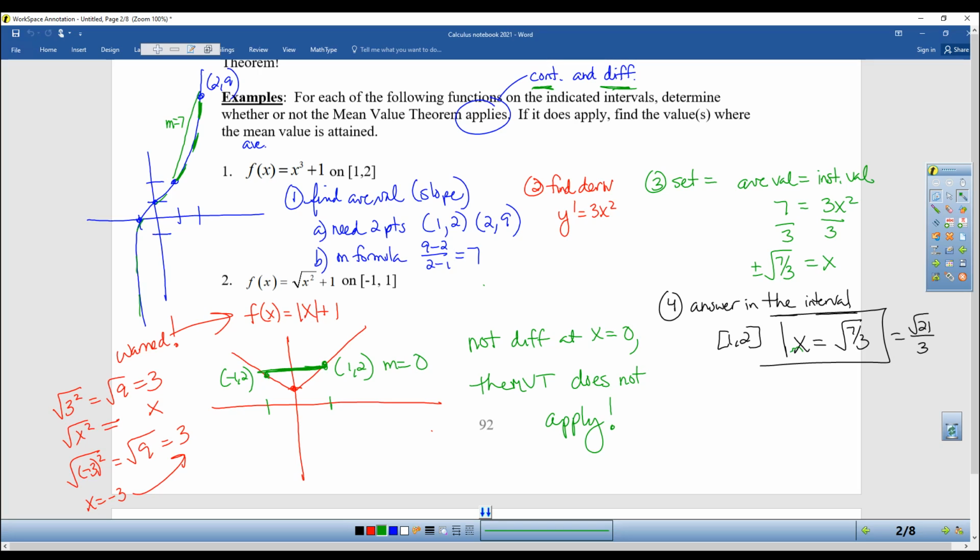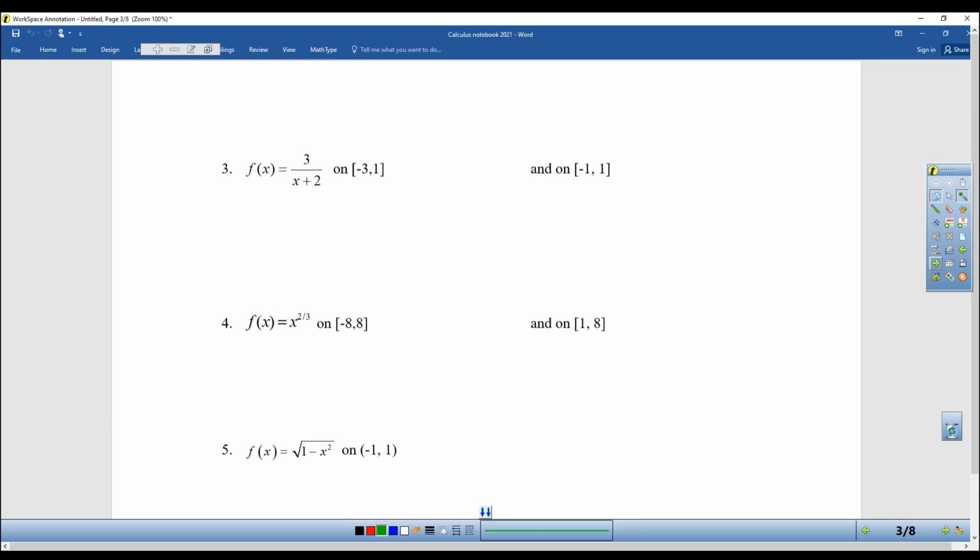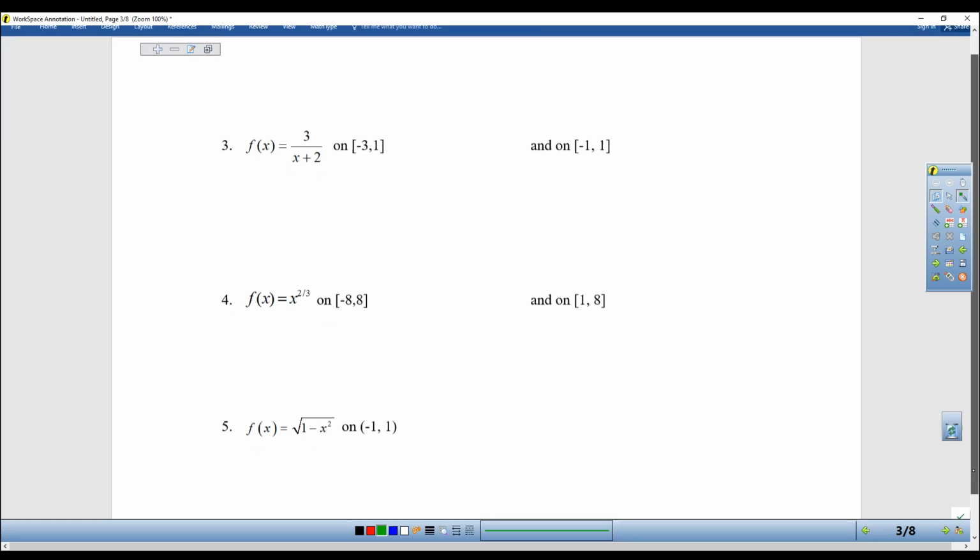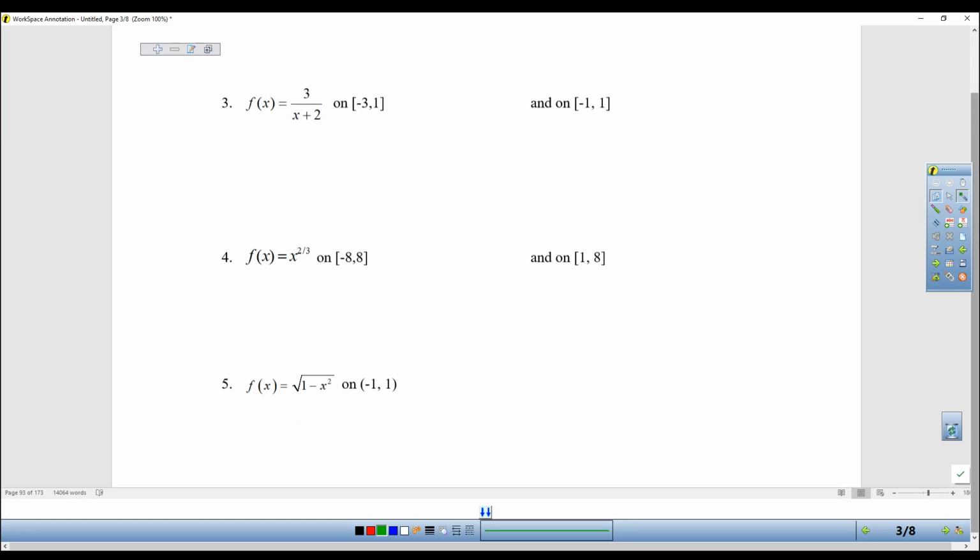So if you would like to do these next few on your own, that's what I would have you do if you were in class. But of course, I am going to do them for you. So for number 3, sometimes you'll see that there's 2 intervals there. I want you to do the mean value theorem on both of them.